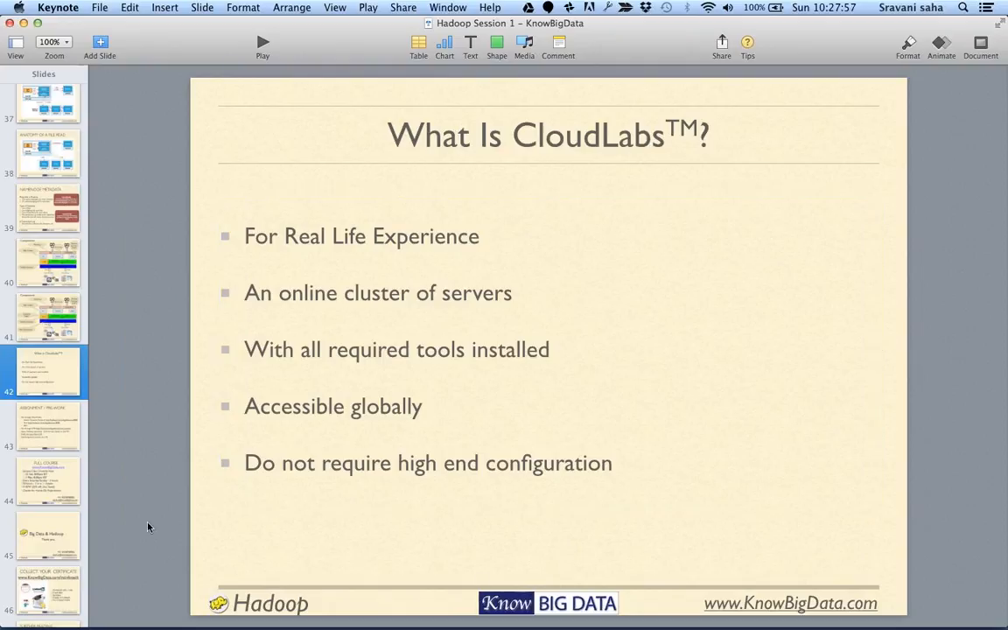Okay. And generally, when you want to install a virtual machine on your laptop, it requires a huge amount of RAM, and it needs a high-end configuration. That is not true in case of our Cloud Labs. In Cloud Labs, even if you have a simple small laptop, you can start using it. Even if you have a tablet, you can start using our Cloud Labs.